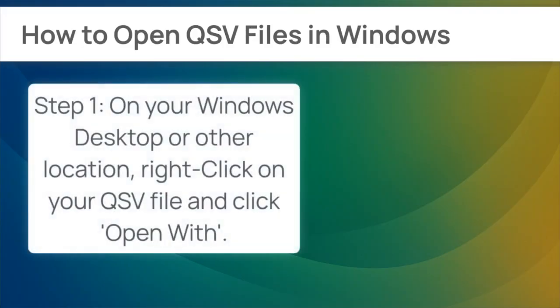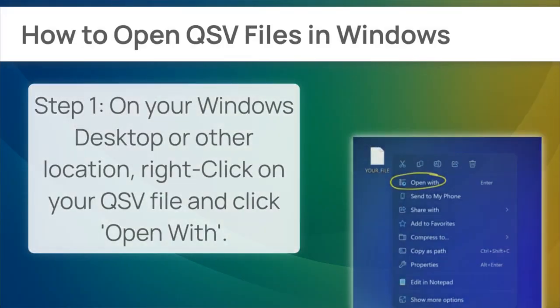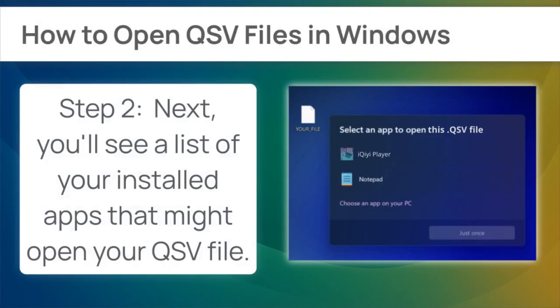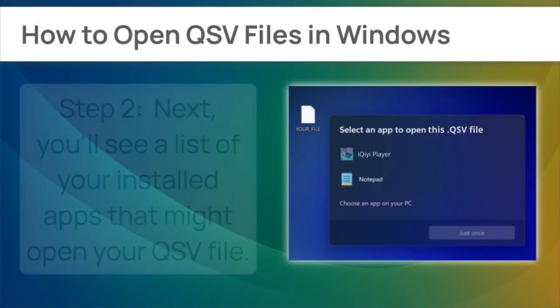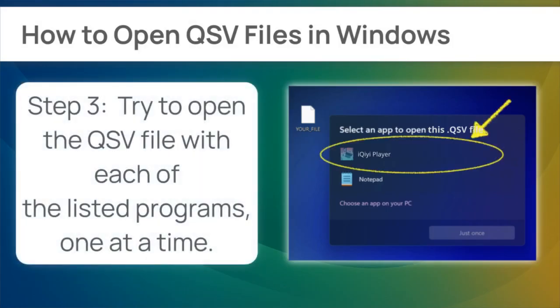Your most vital first action is the file association test. Right-click the QSV file and choose Open With. If iQiyi Player is on your machine, test it. If not, choose another program. We must find the correct software.